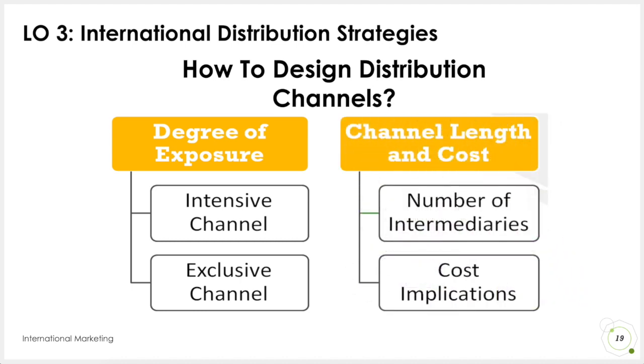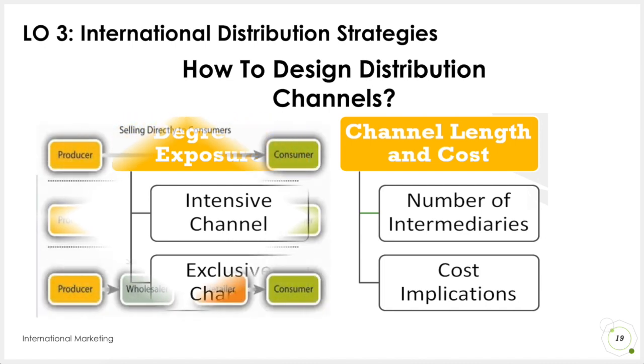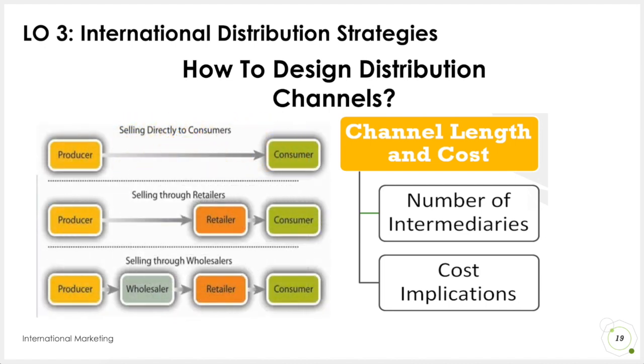Channel length and cost. Channel length refers to the number of intermediaries between the producer and the buyer. In a zero-level channel, which is also called direct marketing, producers sell directly to final buyers. A one-level channel places only one intermediary between the producer and the buyer. Two intermediaries make up a two-level channel, and so on and so forth. In general, the greater the number of intermediaries in a channel, the more costly it becomes.